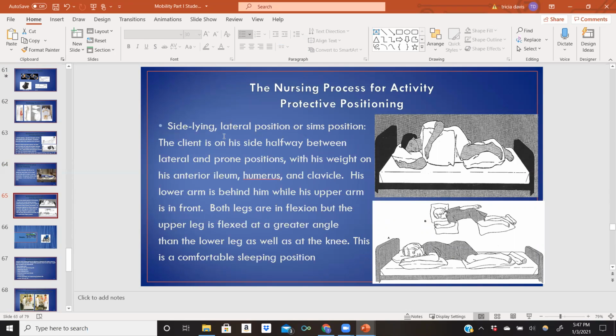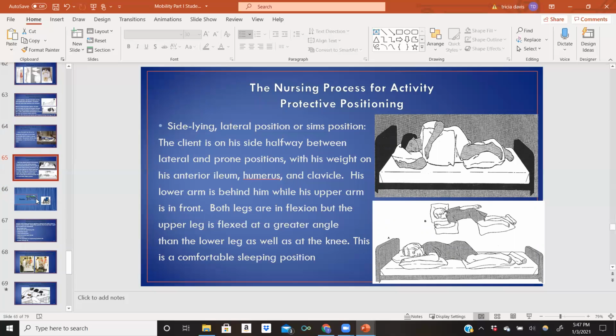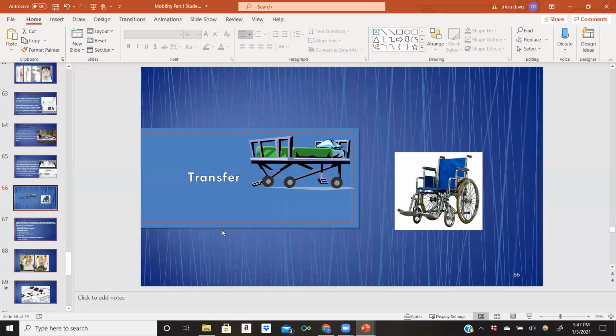So side lying is a lateral position, or we also call it the Sims position. This is when the client is on his side, halfway between the lateral and prone positions, with the weight on his anterior ilium, the humerus, and the clavicle. The lower arm is behind him, while the upper arm is in front. Both legs are in flexion, but the upper leg is flexed at a greater angle than the lower leg, as well as the knee. This is considered a comfortable sleeping position, and many people sleep this way, and I sleep this way at night too, so I can attest to the fact that it's comfortable.